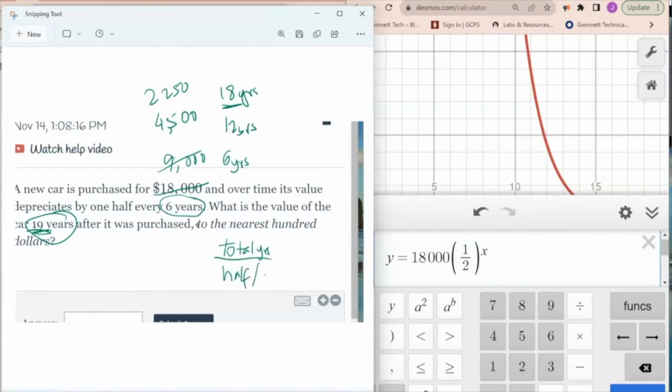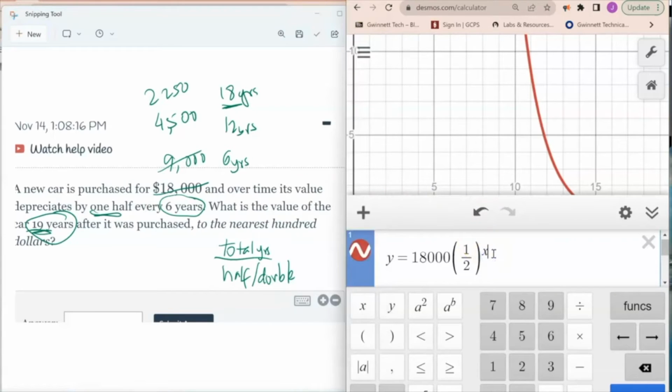Or if you get a doubling question, your double. Okay. Now, the only difference between your double and half-life is right here. I've put half because it's half-life. If it has double, I would put 2. All right. So when I come to x, put that in parentheses, because if you don't put it in parentheses, it comes out of there for whatever reason.